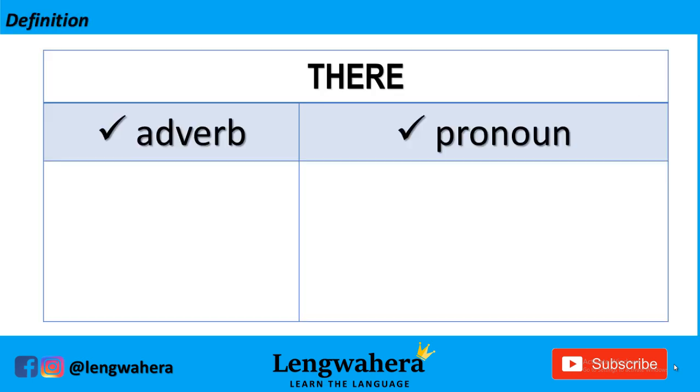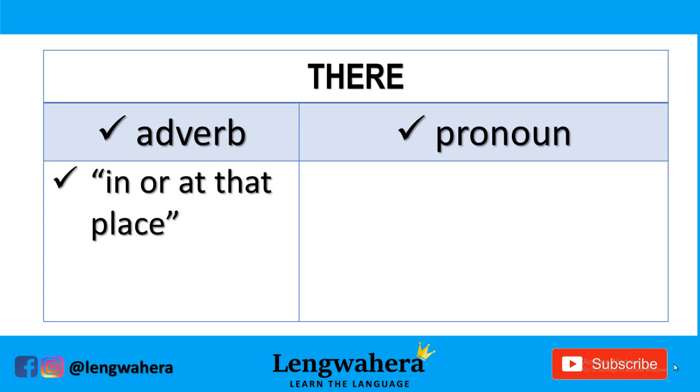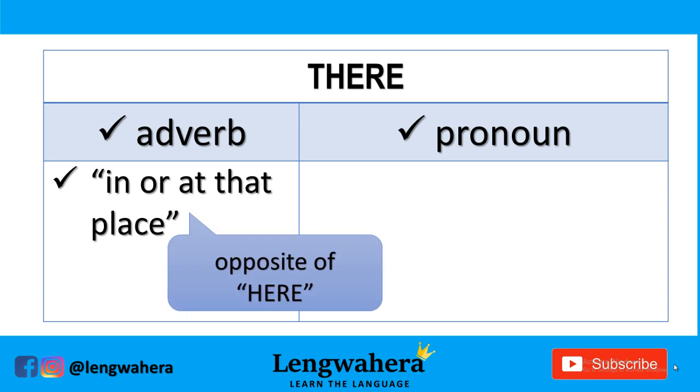There as an adverb and a pronoun. As an adverb, it modifies a verb, an adjective, or another adverb. It basically means in or at that place. So as an adverb, it focuses its attention to a particular direction or position. It is also the opposite of here.